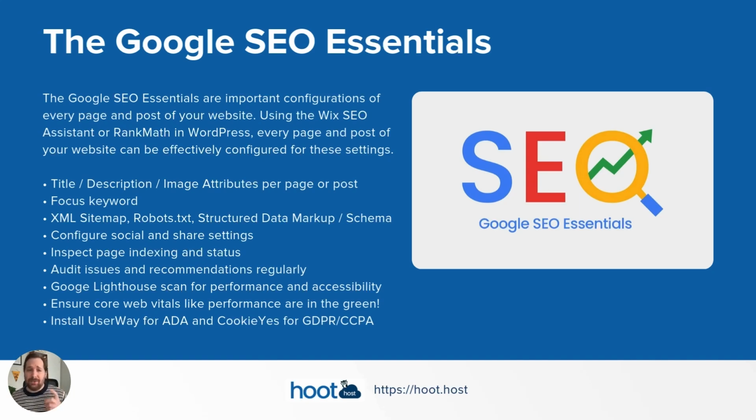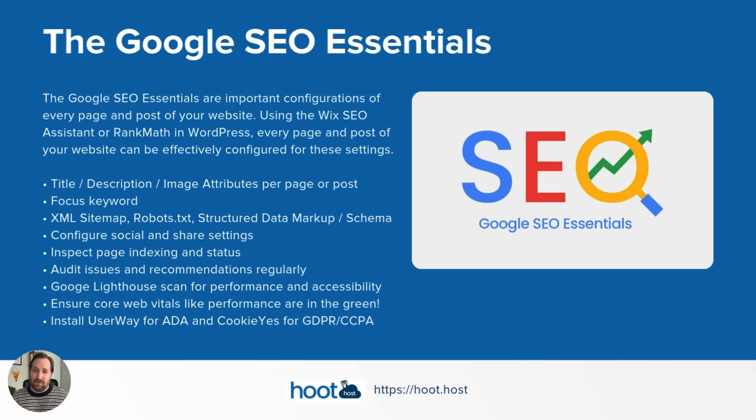Some more technical settings here. Again, on platforms like Wix or Squarespace, they kind of help you with doing these things automatically. And through WordPress, using a tool like Rank Math can help you streamline setting these things up. But your XML sitemap, your robots.txt, and increasingly more and more important, your structured data markup or your schema settings, especially with the rise of generative AI responses on search engines and voice search becoming more and more popular, structured data markup is more important than ever.